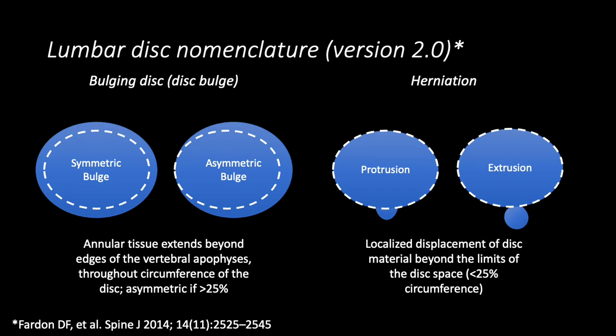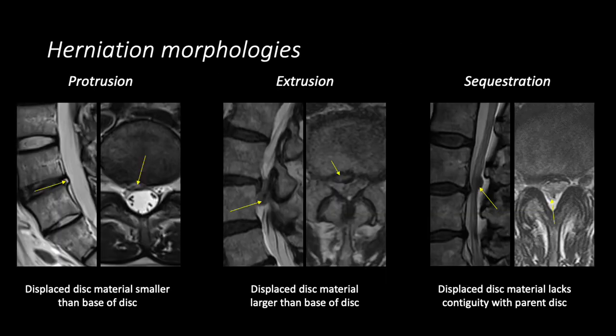You have localized displacement of disc material beyond the limits of the disc space, but this encompasses less than 25% of the total circumference of the disc. Herniations can have different morphologies. A protrusion exists when the herniated disc material is smaller than the base of the disc. An extrusion exists when the displaced or herniated disc material is larger than the base of the disc, such as in this middle example. You can even have a sequestration where the disc herniation loses contact or contiguity with the parent disc, as in this example.